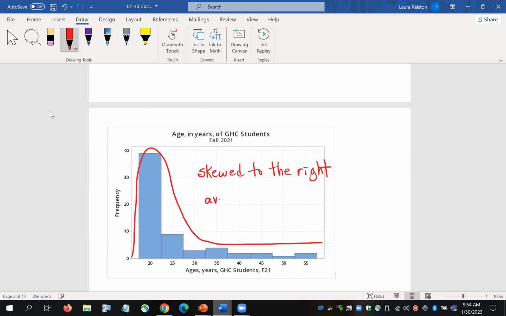Again, thinking about an average, I still don't have the exact value, but I have a lot of values in this first bar, which was between 17 and a half and 22 and a half. So I might estimate or guess that the average age is somewhere between 17 and a half and 22 and a half. We used the midpoint the other day, which was 20.